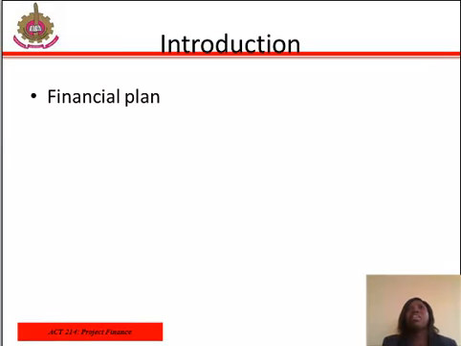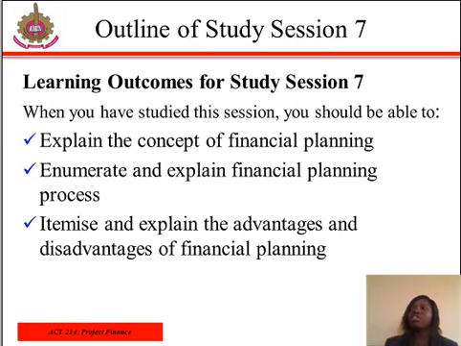Introduction. Financial planning is a continuous process of directing and allocating financial resources to meet strategic goals and objectives. So the output from financial planning takes the form of budgets, and the most widely used form of budget is the budgeted financial statement.